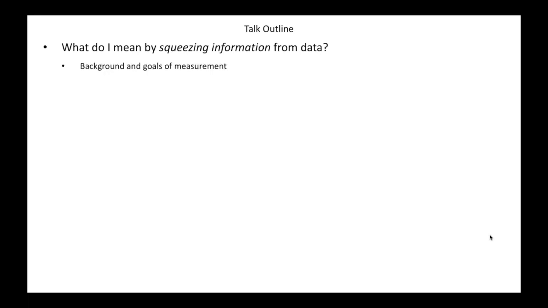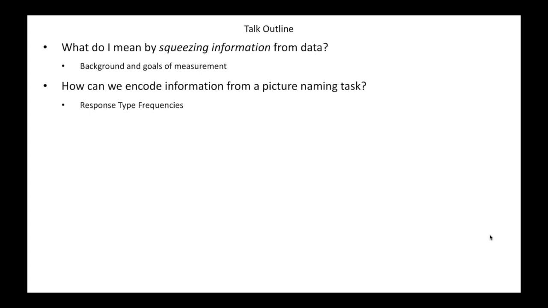So here's an outline of the talk where we'll be going. First, what do I mean by squeezing information from data? Then a little bit about background and goals of measurement and how we're going to go about this. And how can we encode information from a picture naming task? We'll talk about response type frequencies, network properties, and cognitive psychometrics.